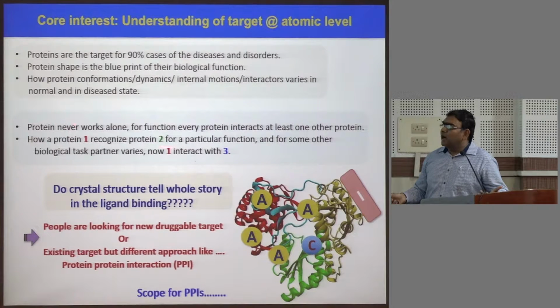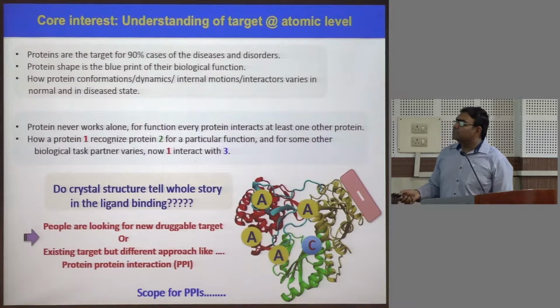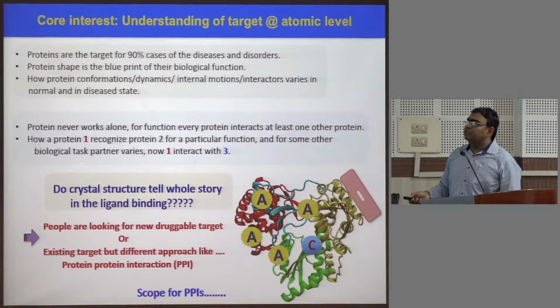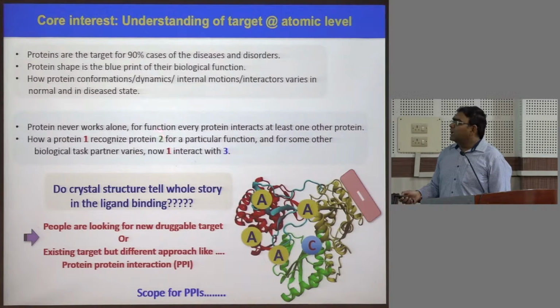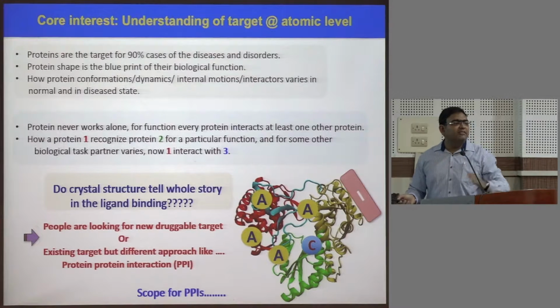Another important aspect: since proteins are involved in cell signaling and communication, a protein never works alone, and it interacts with other proteins. For example, if protein 1 recognizes protein 2 for a particular biological function, for example transcription, the same protein 1 can interact with a third protein to perform another function. How does the same protein become a manager and decide, okay, for this purpose A will interact with B, for this purpose A will interact with E, and A will interact with Z?